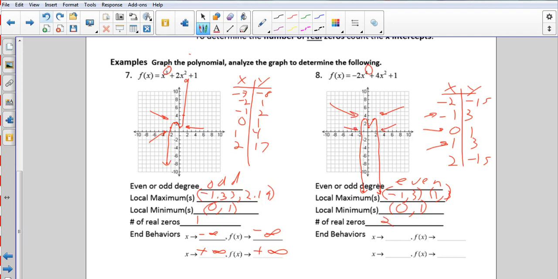Now let's look in quadrant 3. So as we're going left towards negative infinity, it's going down towards negative infinity. As we're going right towards positive infinity, we're going down towards negative infinity.